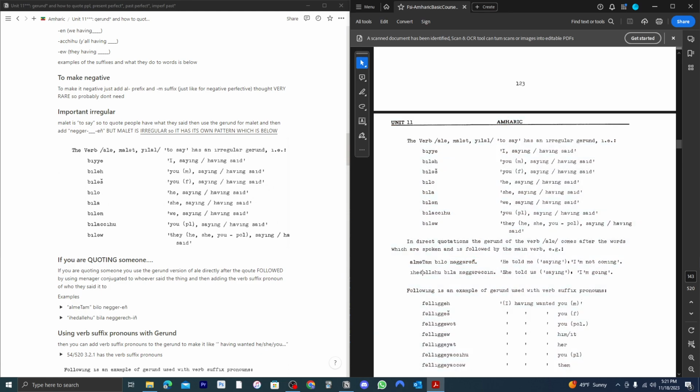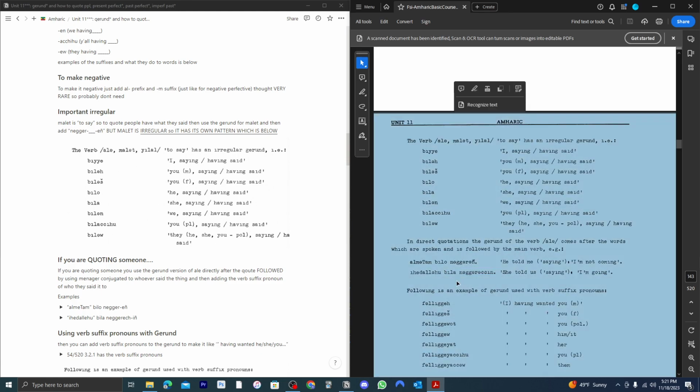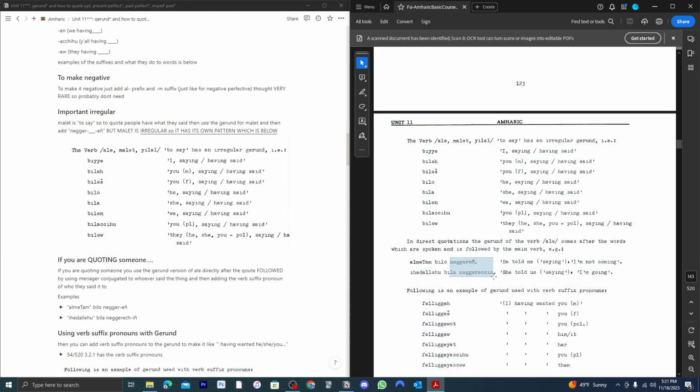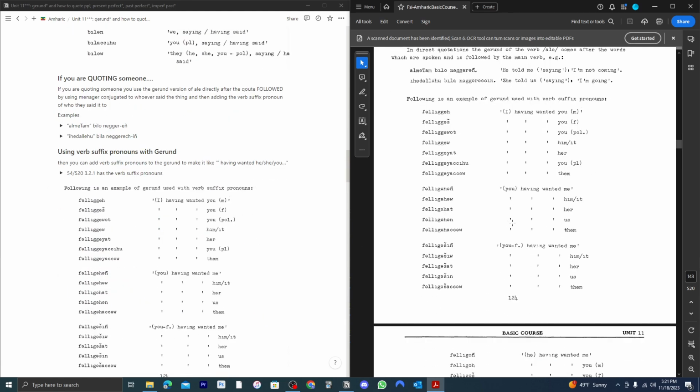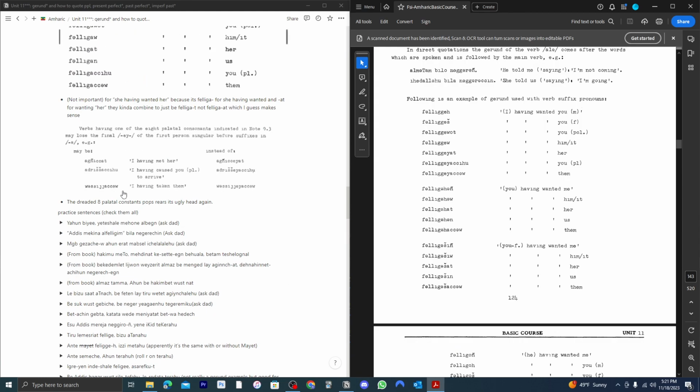Ihralo billa, like I will go. This is what she said, and then she told me. To be honest, I feel like I've heard people leave out the negrein and negrechin part, but if you hear that, that's what they're doing. I guess they're trying to help emphasize the fact that they're quoting someone. So that's quoting, and then the last part of the gerund, I believe.